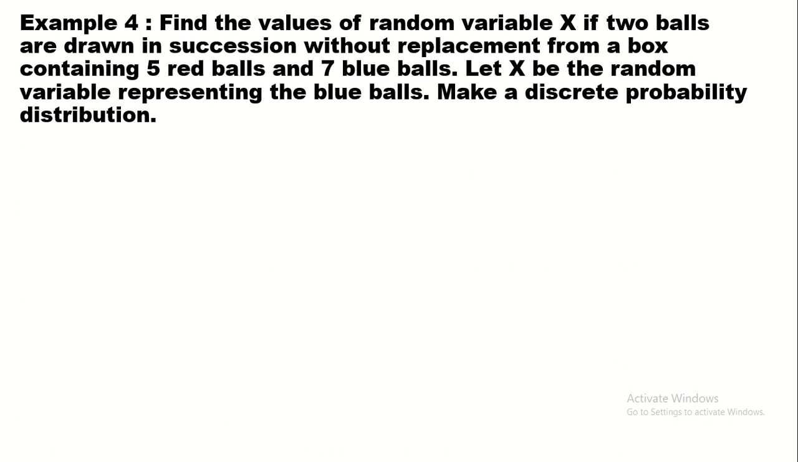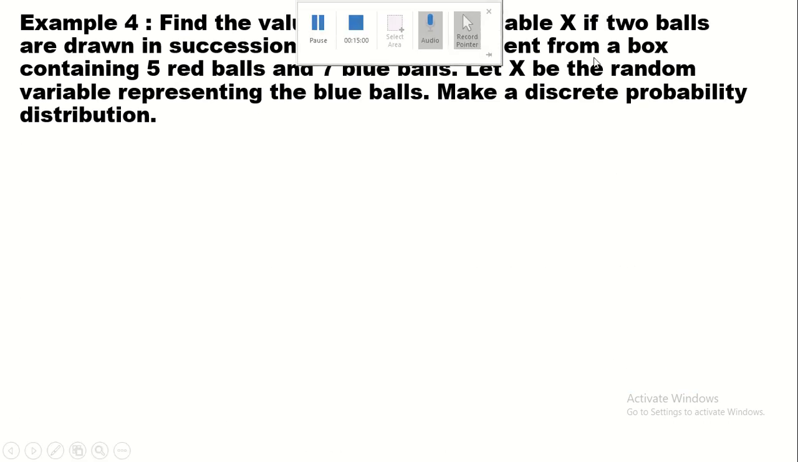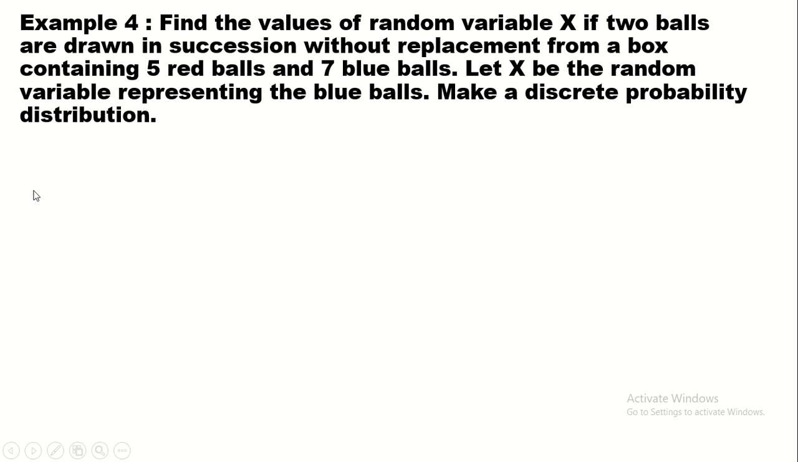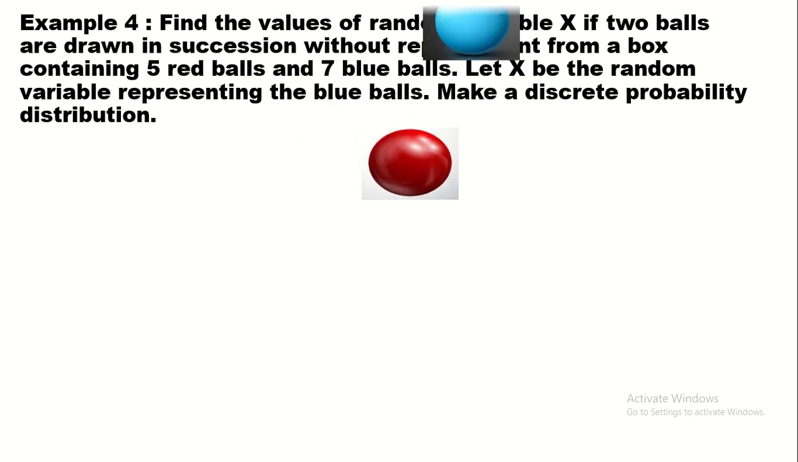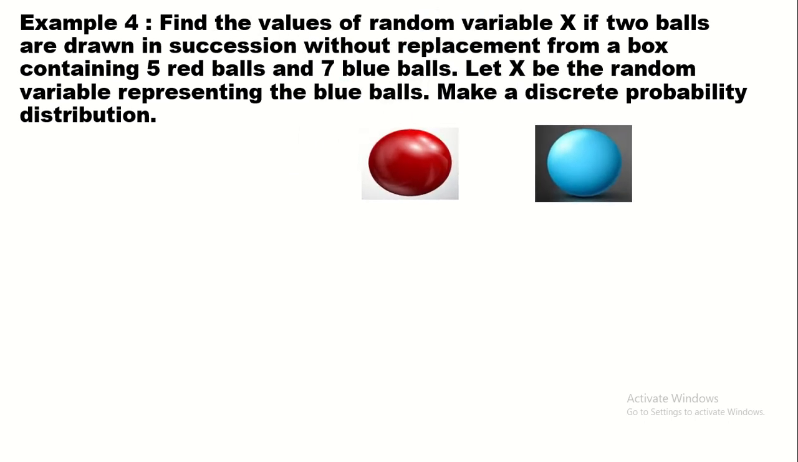Example number 4. Find the values of random variable X if two balls are drawn in succession without replacement from a box containing 5 red balls and 7 blue balls. Let X be the random variable representing the blue balls. Make a discrete probability distribution. Sabi sa problem, may isang box na naglalaman ng 5 red balls at 7 blue balls. Ngayon, titingnan natin kung paano natin magagawa ang discrete probability distribution.